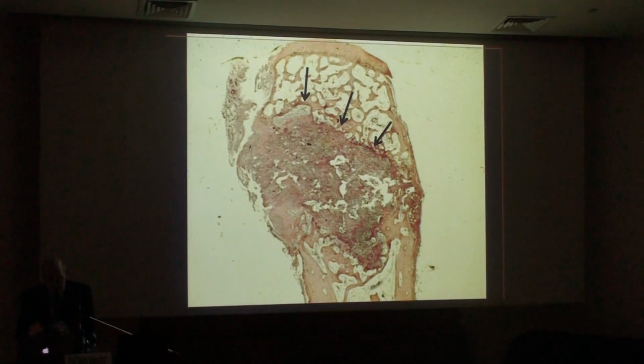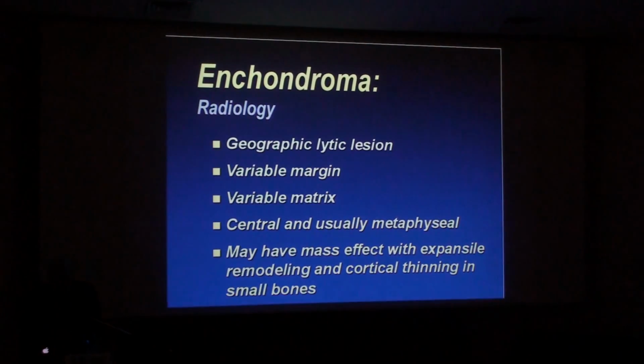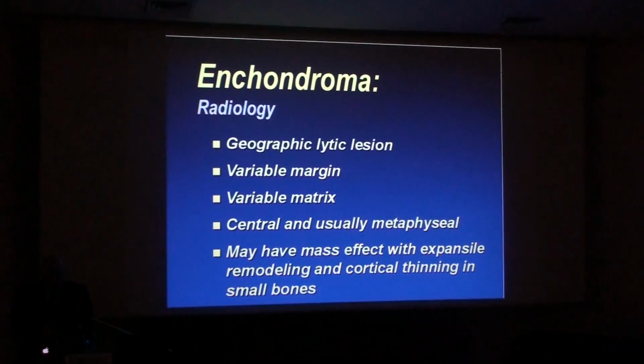We can see the lesion well separated from the surrounding bone, and if we look at it at higher power, we can see the arcs and rings of enchondral ossification, as well as the floccules and stipules of mineralization that form the cartilaginous matrix. Radiographically, we know it's a geographic lytic lesion with variable margins depending upon the biological activity and the biomechanical forces across the bone in which the lesion is located, with variable amounts of matrix.